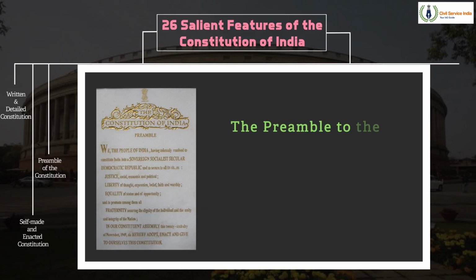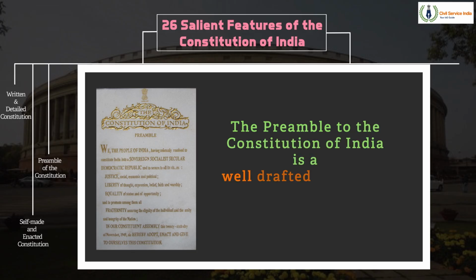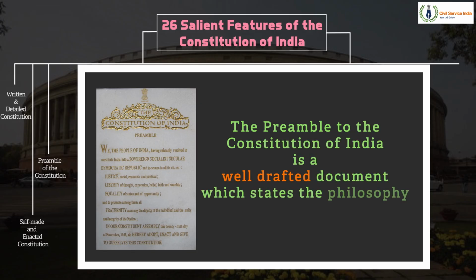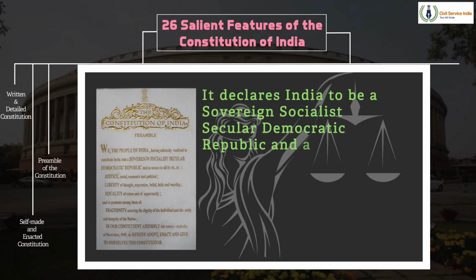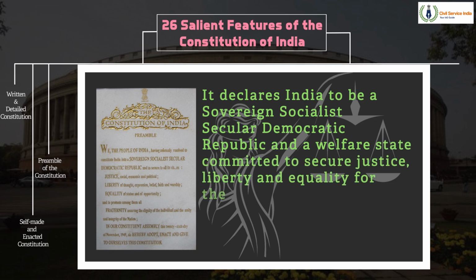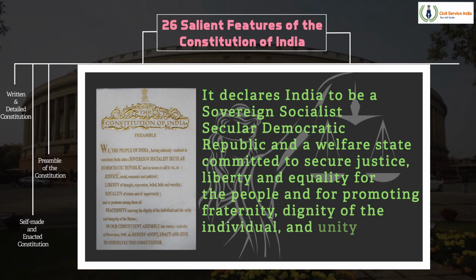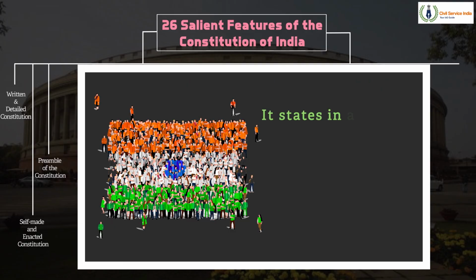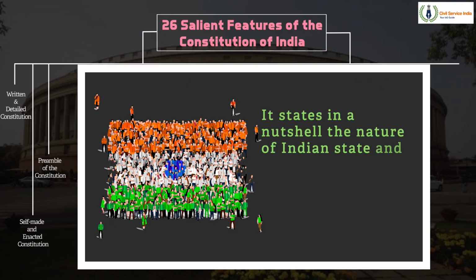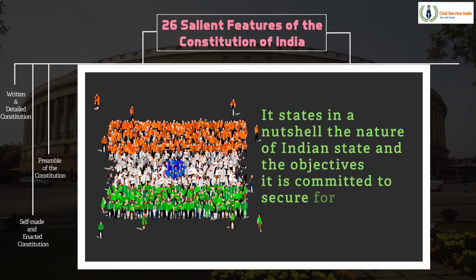The Preamble to the Constitution of India is a well-drafted document which states the philosophy of the Constitution. It declares India to be a sovereign socialist secular democratic republic and a welfare state committed to secure justice, liberty and equality for the people and for promoting fraternity, dignity of the individual, and unity and integrity of the nation. The Preamble is the key to the Constitution. It states in a nutshell the nature of the Indian state and the objectives it is committed to secure for the people.